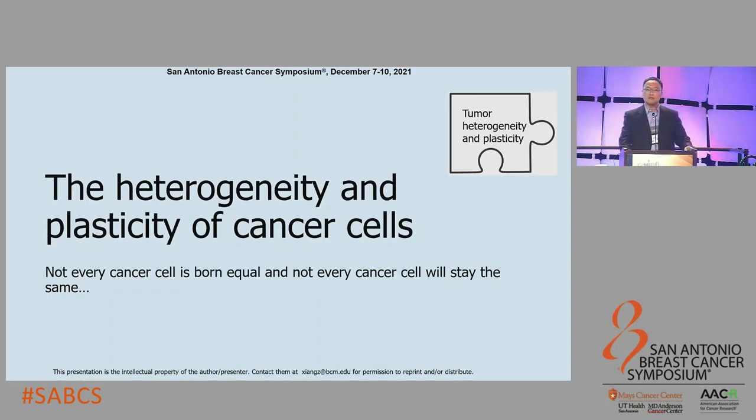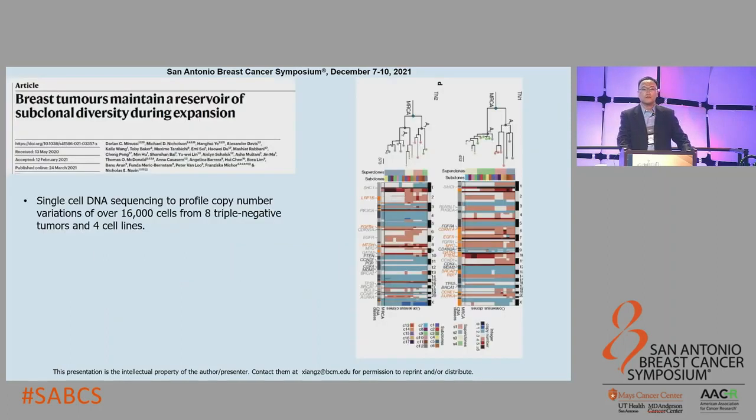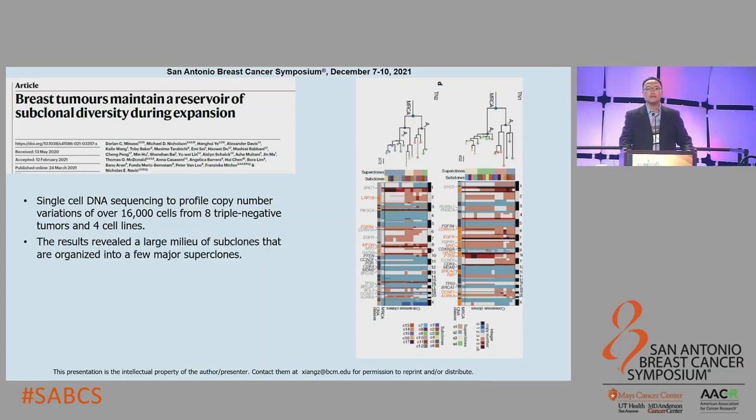By discussing 2 papers, I'd like to pass the message that not every cancer cell is born equal, and not every cancer cell will stay the same. The first paper is from Dr. Nick Navin's lab. The authors performed single-cell DNA sequencing on over 16,000 cells from 8 triple-negative breast cancers and cell lines. They discovered a large number of subclones, which are organized into a few major superclones. So there are very complicated clonal structures.